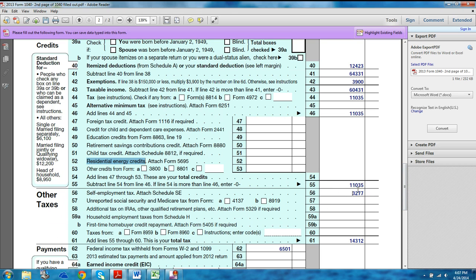Self-employment tax, we kind of went over that earlier briefly. I know a lot of these things I can go over in greater detail. This is just an overview of the 1040. So that's part of the other taxes section, as is unreported Social Security and Medicare, additional tax on IRAs. This might be if you take a distribution before you're supposed to. You have to pay a 10% penalty on your distribution, and that 10% penalty will go right here.